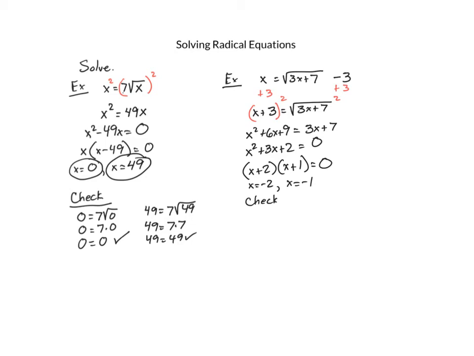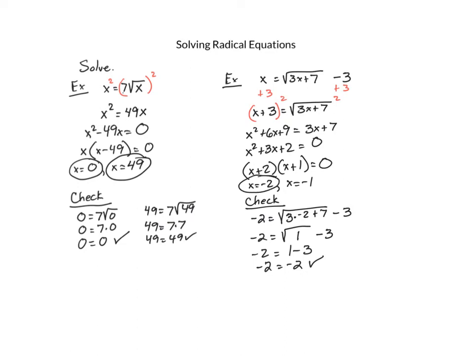We check these, -2. And we have the square root of 3 times -2 plus 7 minus 3. So let's see, the radicand on the right is -6 plus 7. That's a 1. The square root of 1 is 1. So we have -2 equals -2. So that is a solution. -2 is a solution.